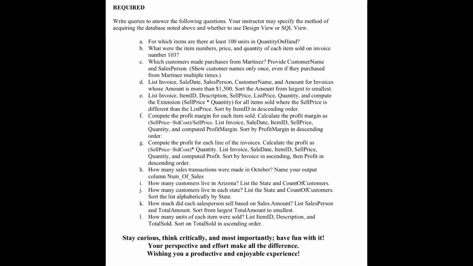Okay, question F. Compute the profit margin for each item sold. Calculate the profit margin as sales price minus standard cost, divided by sales price. This should show the invoice, sales date, item ID, sales price, quantity, and computed profit margin. Sort by profit margin in descending order.